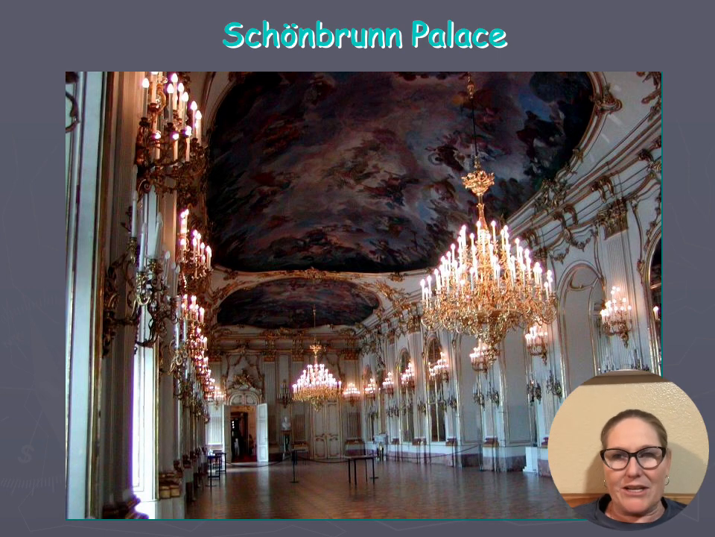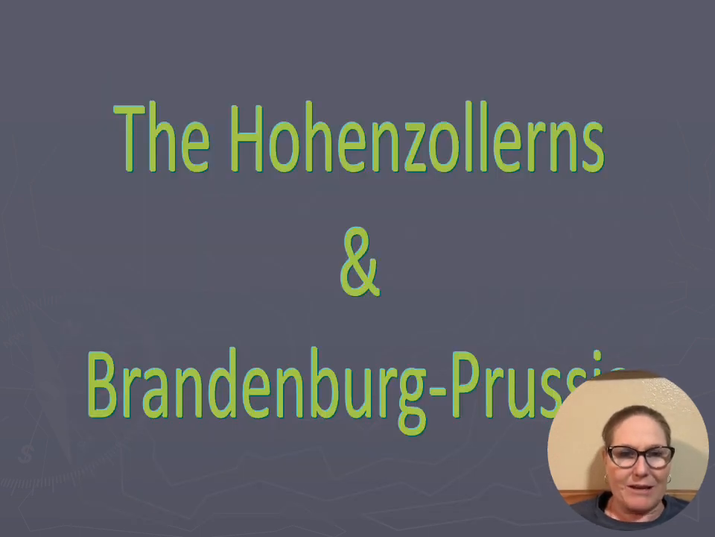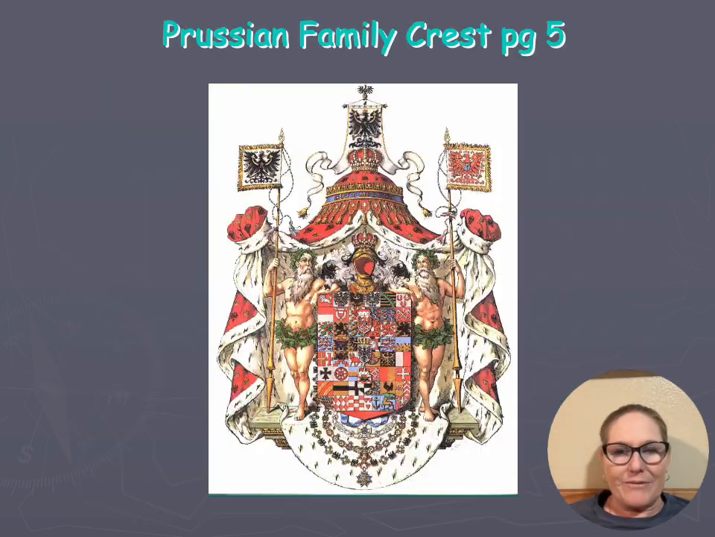Okay, let's get out of Austria and go to another German state. How do we know they're German states? Oh yeah, they speak German. Okay, good, just so we're thinking. Brandenburg, Prussia. You cannot make this up. This is a Prussian family crest. Go to page 5, everyone. It has, by the way, the German eagle that we'll see in World War II that the Nazis use, right? But why does it have naked Santa Clauses all over it? I just really don't understand that part of it.